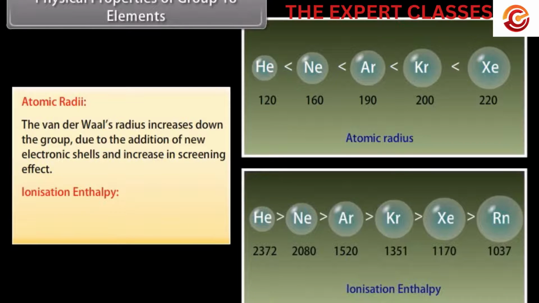Ionization enthalpy. The ionization enthalpies of noble gases are very high. This is due to the stable configurations of noble gases. It decreases with increase in atomic number from helium to radon.